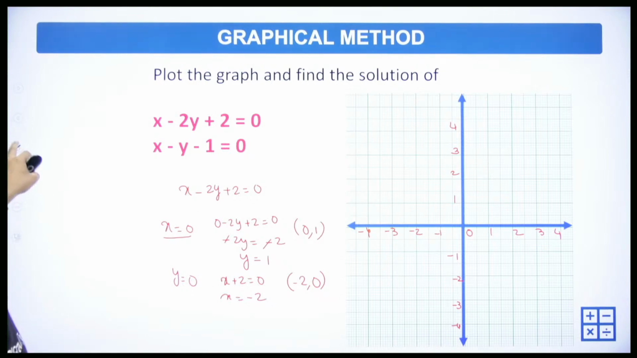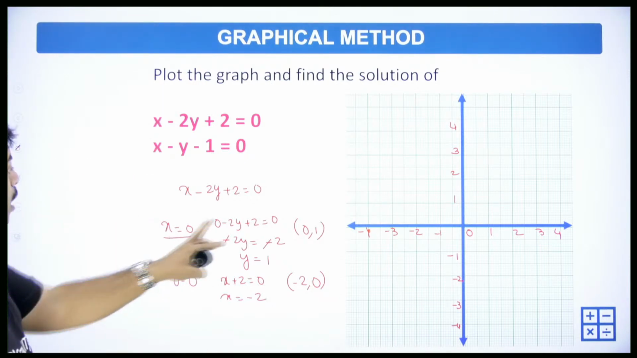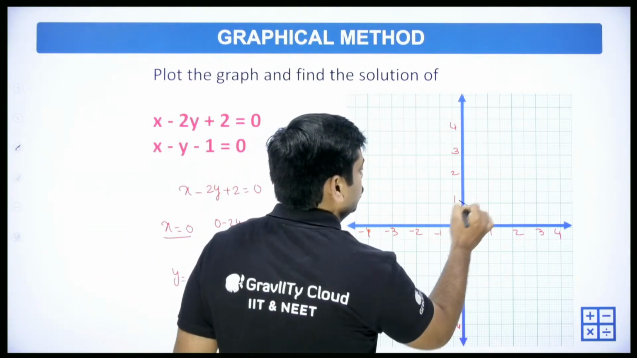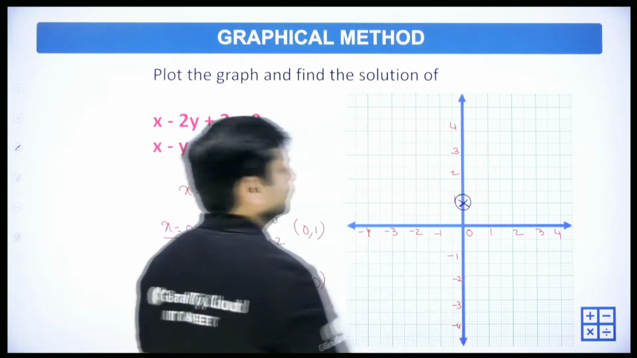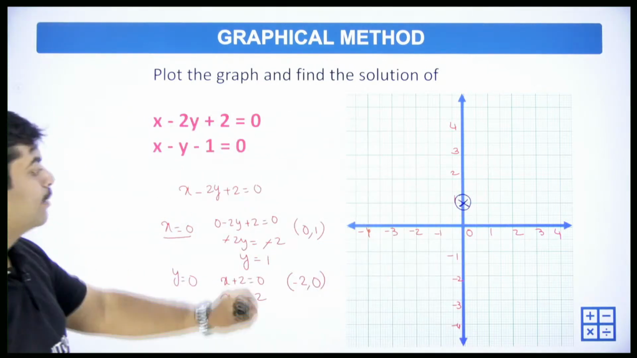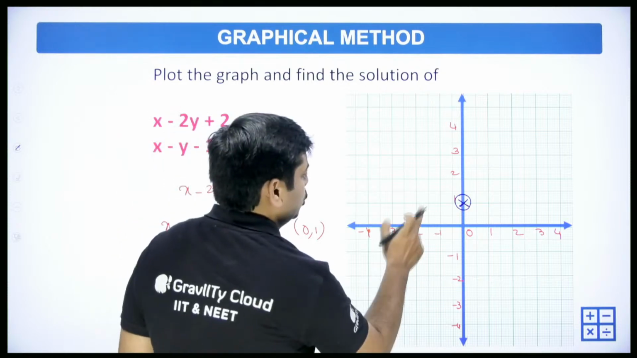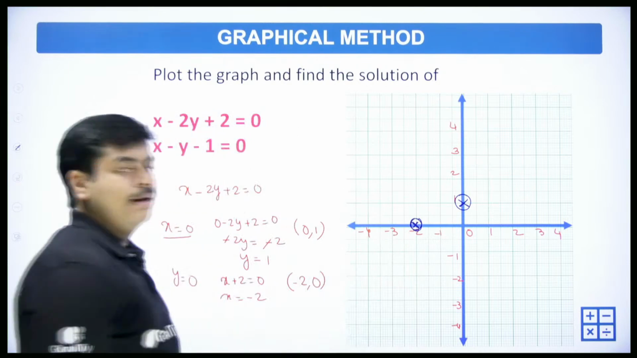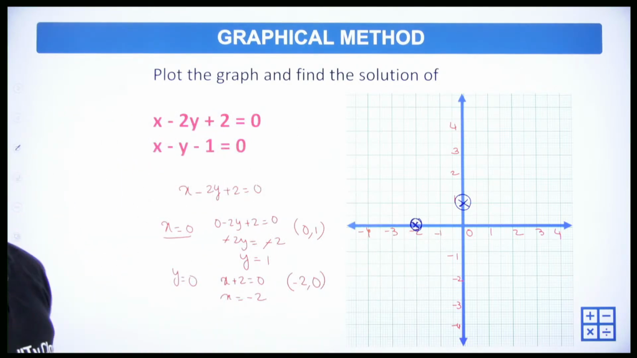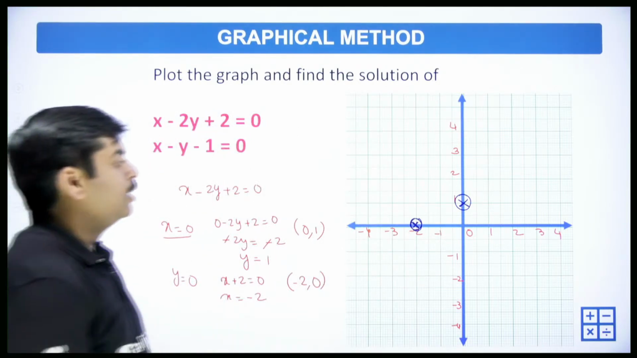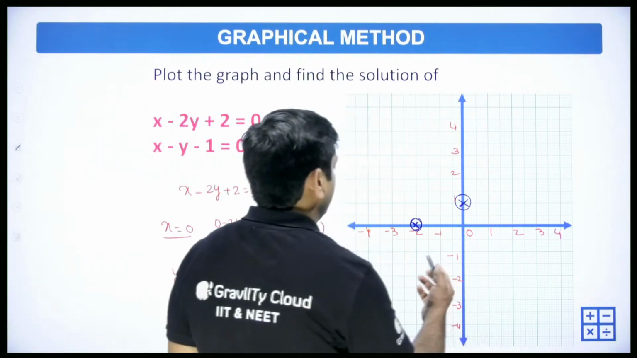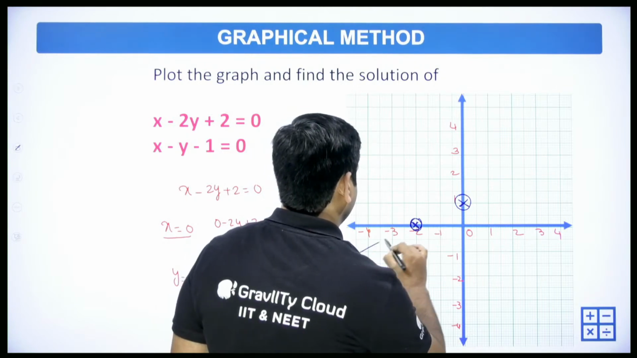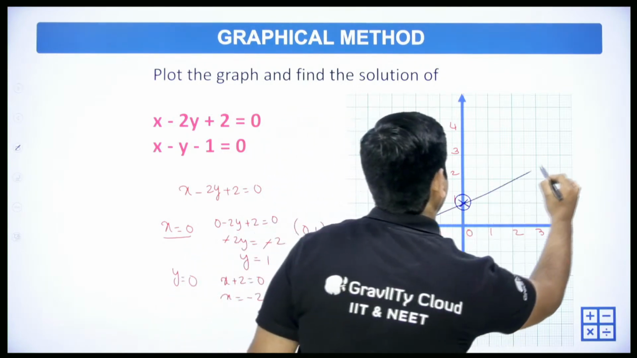So let me plot these points. (0, 1) is 0 on the x-axis and 1 on the y-axis. The other point is (minus 2, 0), minus 2 on the x-axis. Now we need to join these two points to get the graph of this line. Let me try as far as possible, something like this. It goes in that way.